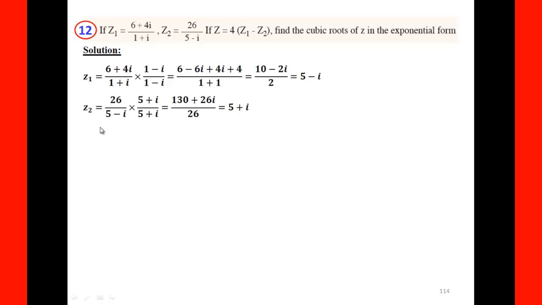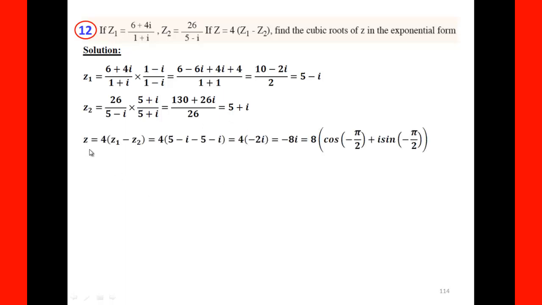z2 equals 26 over (5 minus i), multiplied by (5 plus i) over (5 plus i), equals 5 plus i. So z equals 4 multiplied by (z1 minus z2). All you have to do is substitute, substituting z1 equals 5 minus i and z2 equals 5 plus i.